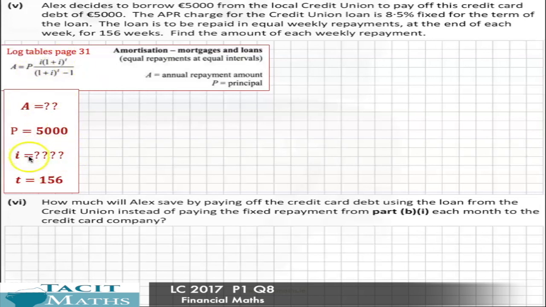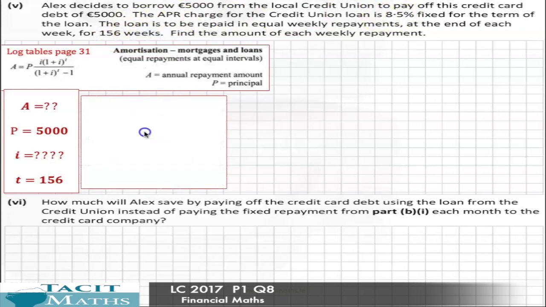The only problem is we don't actually have the interest rate. We have an annual interest rate, whereas he's paying it off weekly. So we need to convert this now from an annual rate to a weekly rate. Now, it's only the top students really who will spot that, but once you do spot it, the calculation is easy enough.